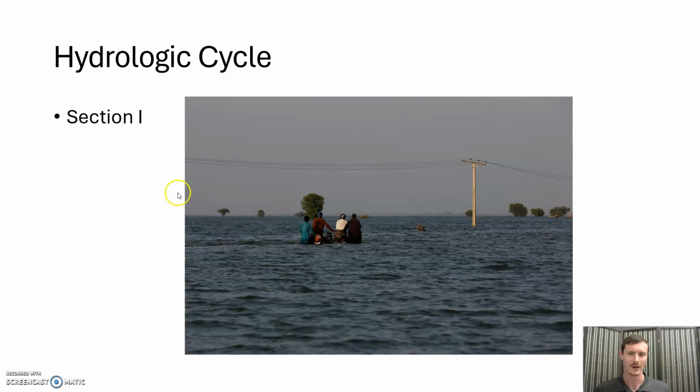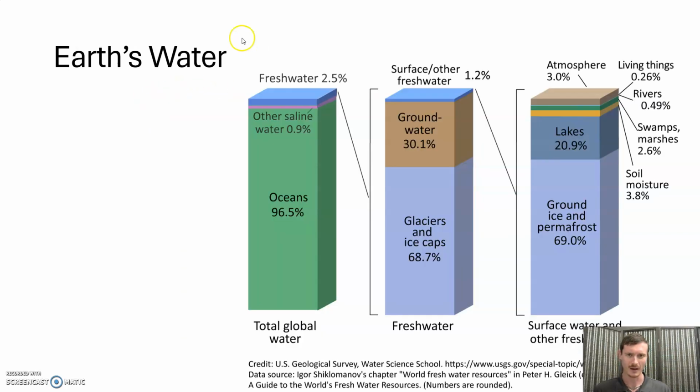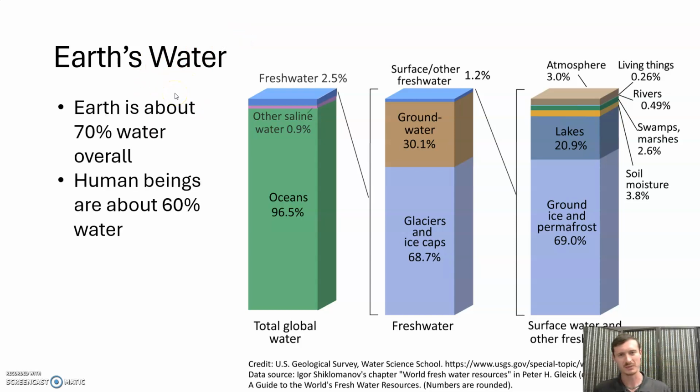First is our hydrologic cycle. Image here of flooding in Pakistan recently. Not good. These are power lines. So Earth's water overall, right? Earth, as we might remember, is about 70 to 75% water. Human beings, it varies anywhere from 50 to 80%, depending on their age and other factors, right? But these are roughly the same, which is a good way to remember it.